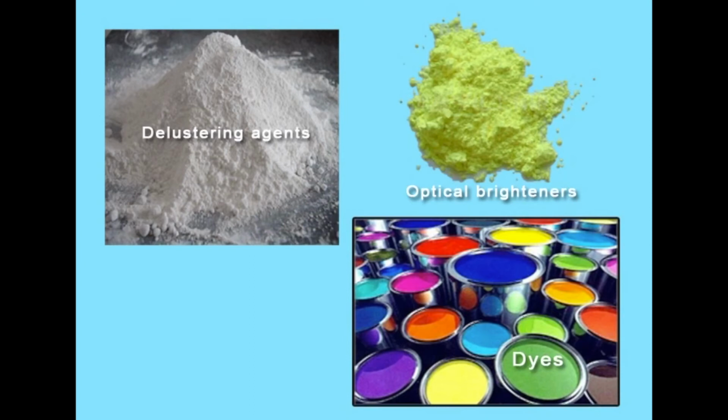Different types of additives are used in polymer solution in order to provide different characteristics to the polymer. Sometimes they use delustering agents, or sometimes optical brighteners, or sometimes dyes, and sometimes anti-static agents are added to the polymer solution. They will bring in certain characteristics, so that the versatility of this fiber increases.